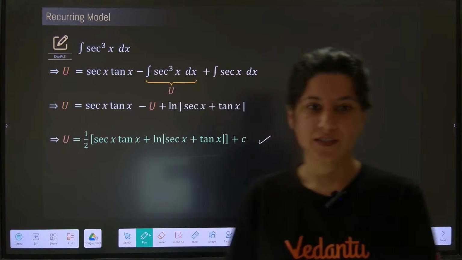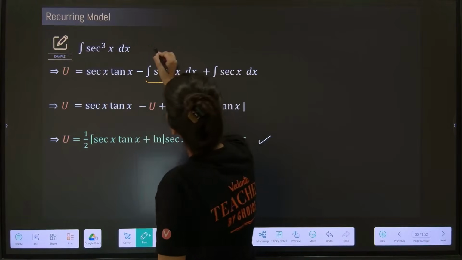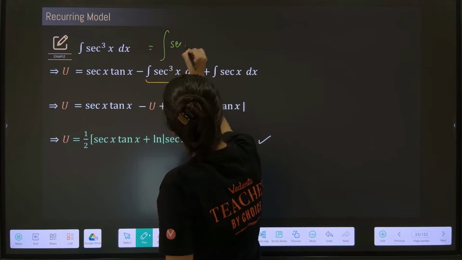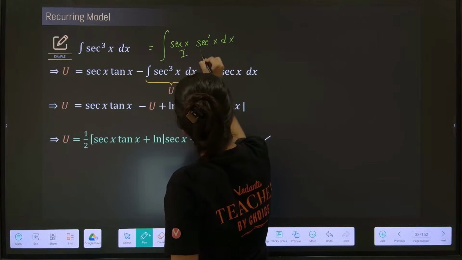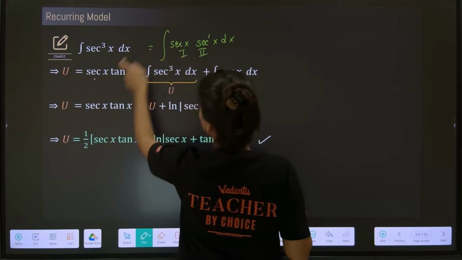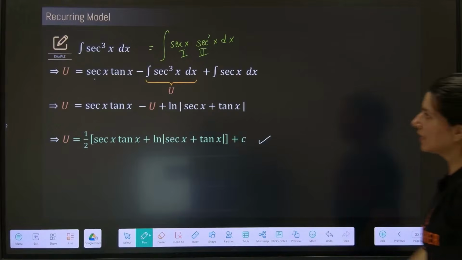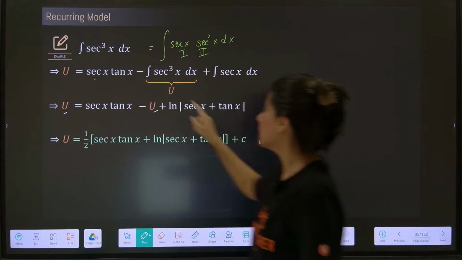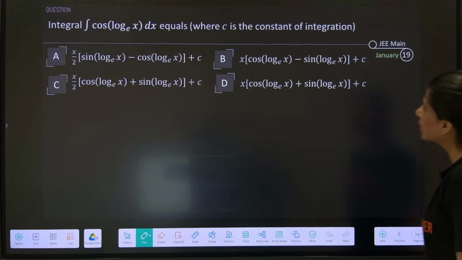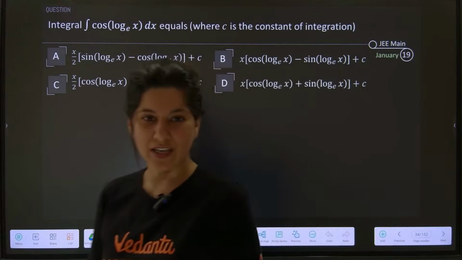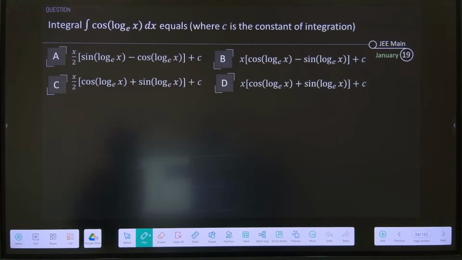Clear? Sec cube x. So sec square was the second, sec x and sec square x dx. First, second. First function constant, integration of second minus integration of derivative, so same thing. And then eventually I took it as I here, so it is going to be like that. Okay. Do you want to try a question? Let's see, a JEE Main PYQ based on recurring model. I want all of you to try it.